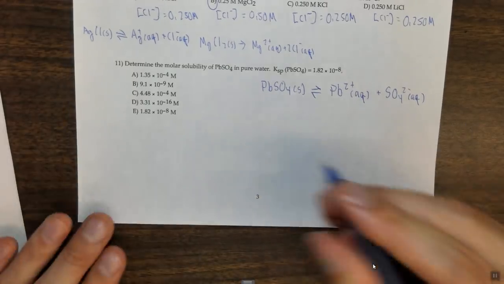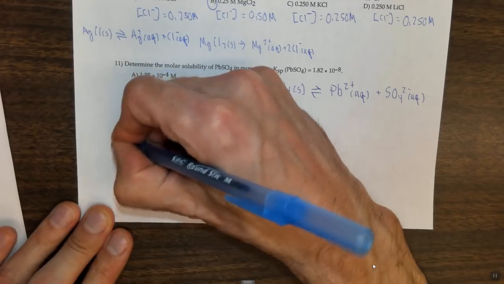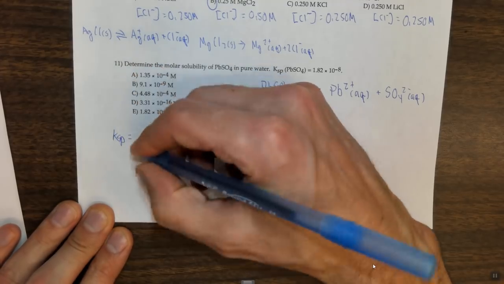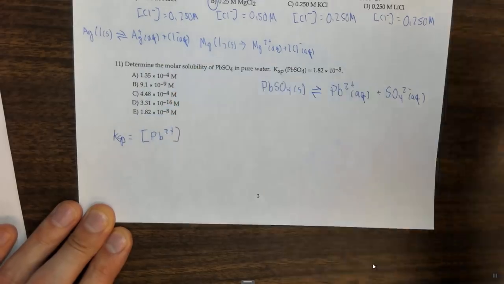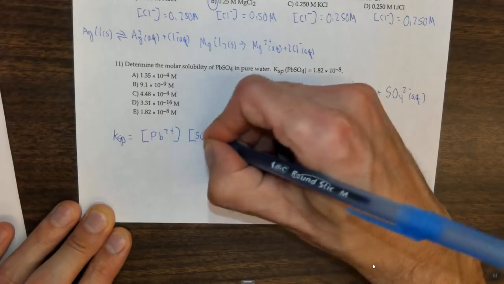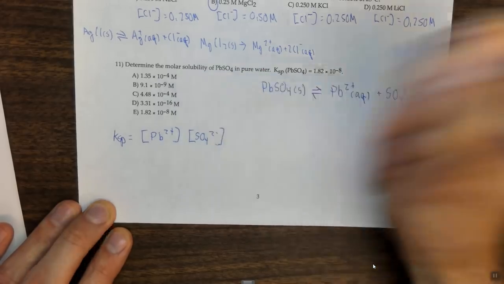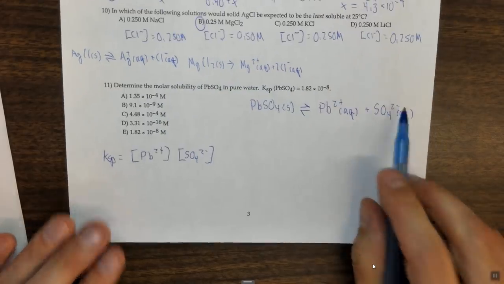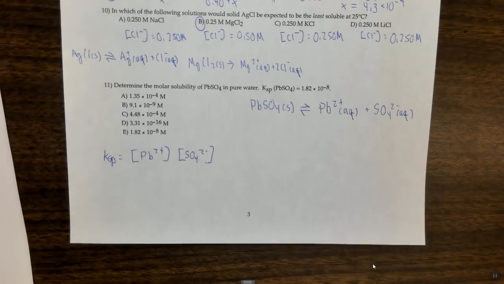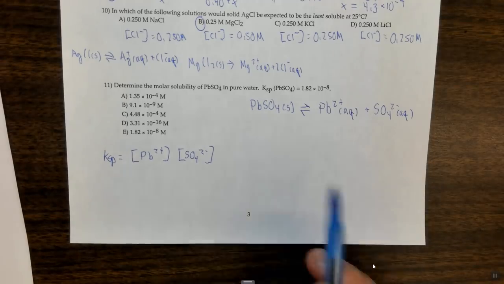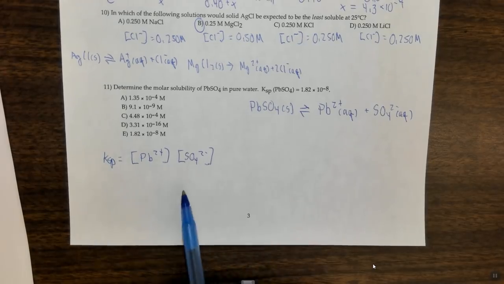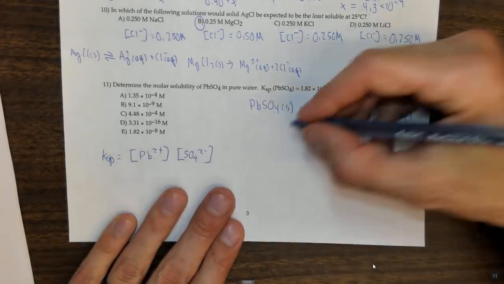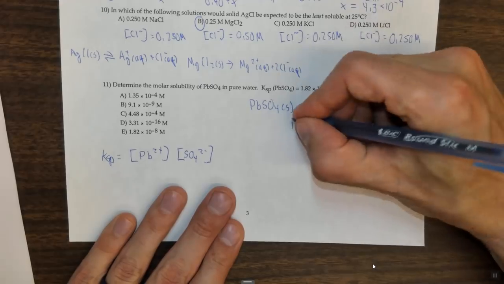And we know that the KSP for this reaction is equal to the concentration of Pb2 plus times the concentration of SO4 2 minus. It's very important that we know the polyatomic ions in order to be able to solve this. So we are given the KSP. So we know this, but we don't know these. Well, how are we going to do this? Probably not surprisingly, we're going to use an ice table.